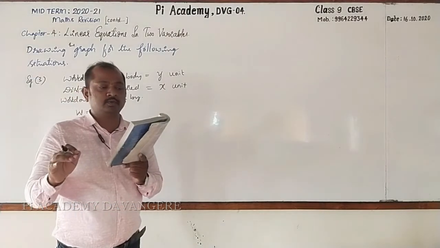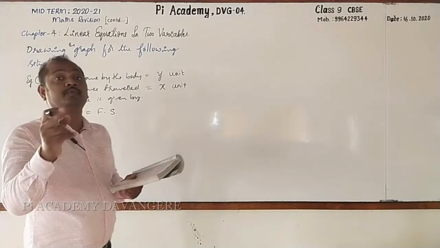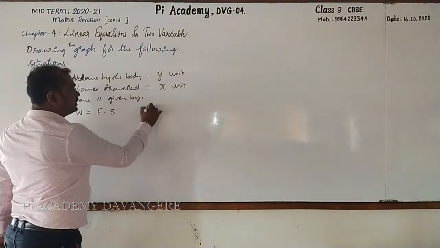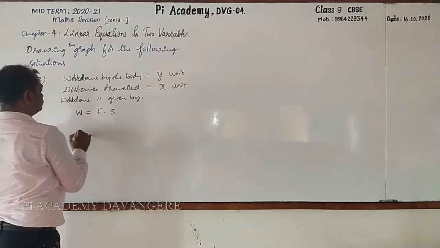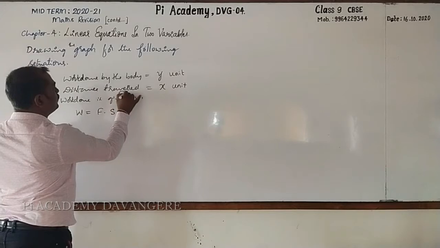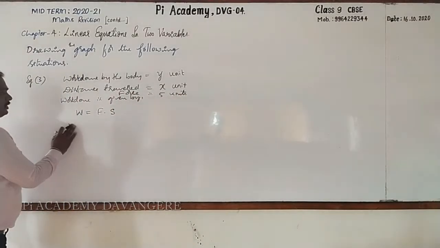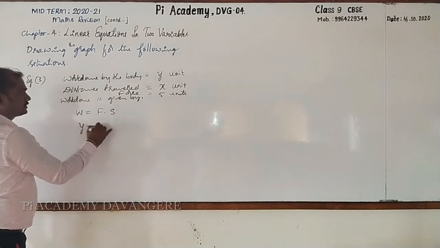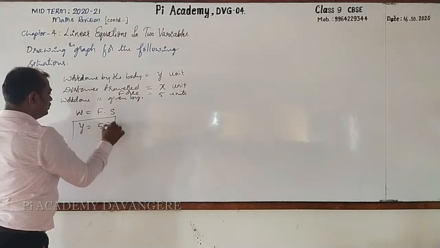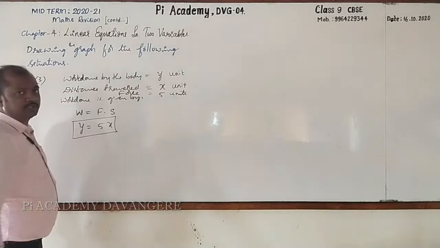Now here they have asked you to draw the graph of the same by taking the constant force as 5 units. Here I write force is equal to 5 units. Then W equal to y, force is 5, S, that is distance travelled, is x. So y equal to 5x. Got it? So this is the equation.